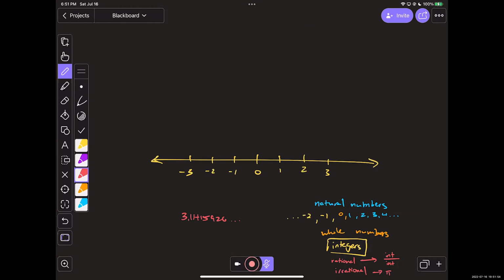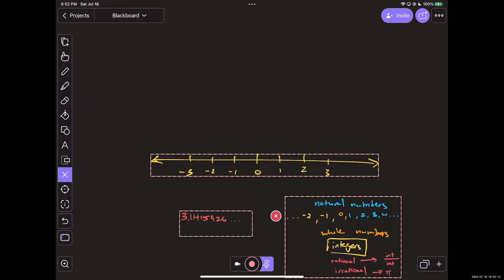There are actually more numbers than just this, but for the purposes of pre-algebra, this is as far as we need to go. Any questions over the categories of numbers? All right. If not, then that leads us into section 1.2.